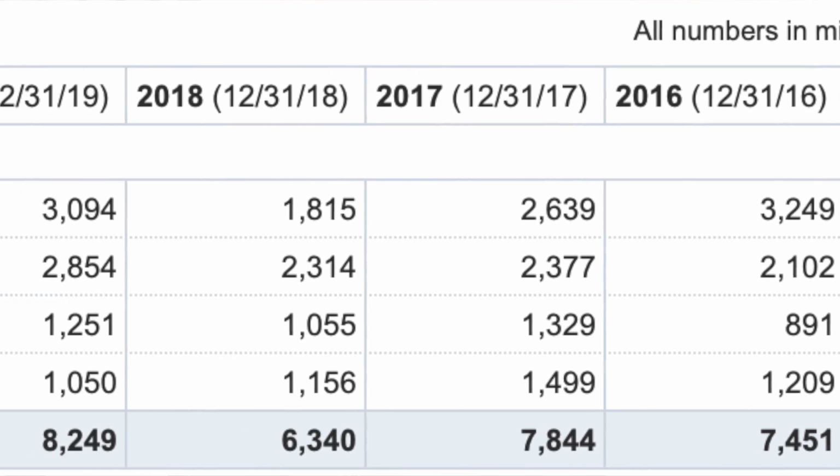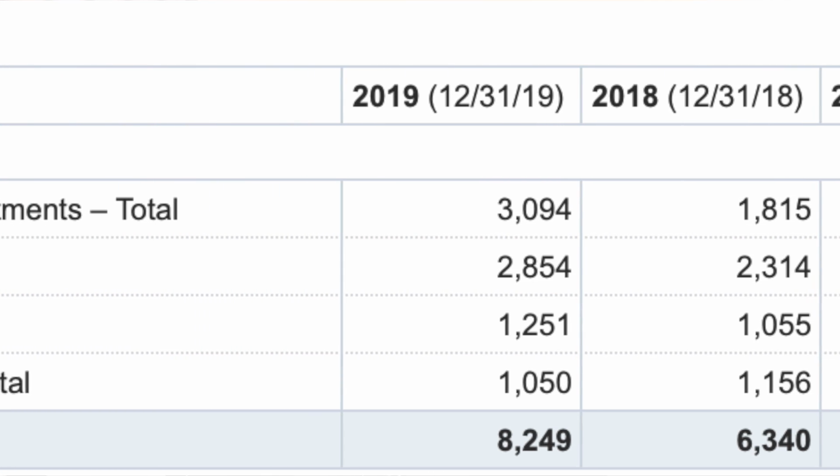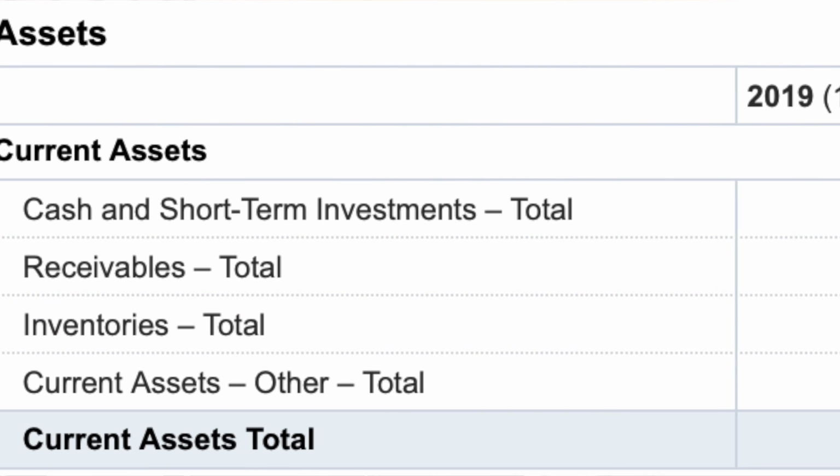So we have cash, receivables, and inventory, right? The final line in current assets would be just other, which is like $1 billion. So cash is like $3 billion, receivables $2.8 billion, inventory is like $1.2 billion, and then other is like $1 billion, which is a rough estimate, right? And so all of that, if you add all these up on this current assets, you'll come out to $8,249,000,000 for current assets. So that's cash they can have on hand.